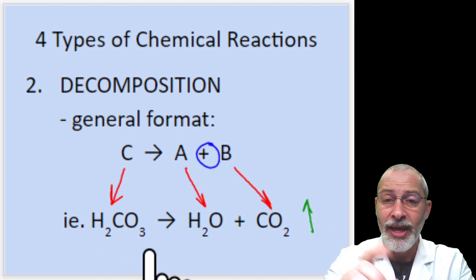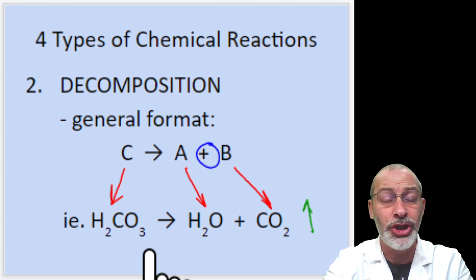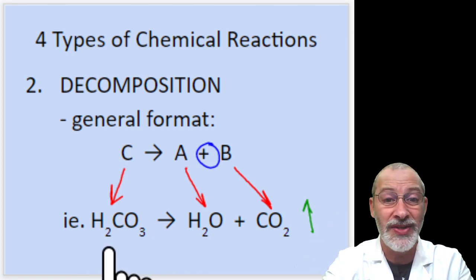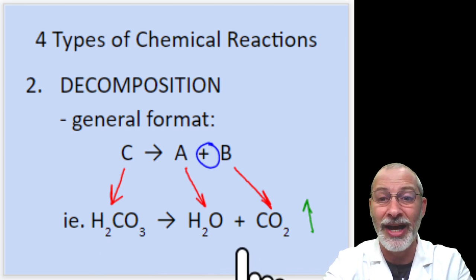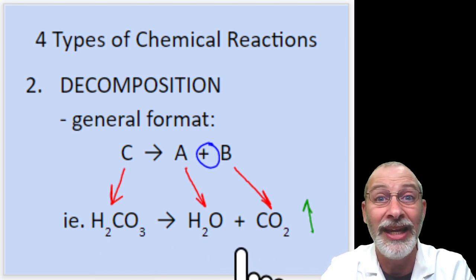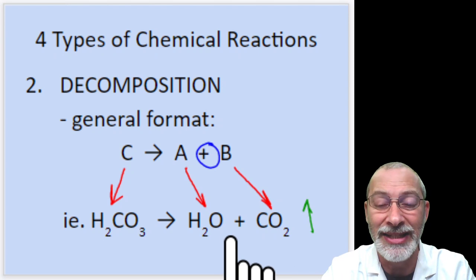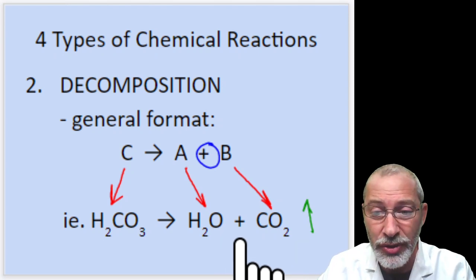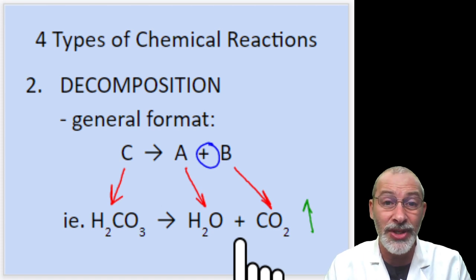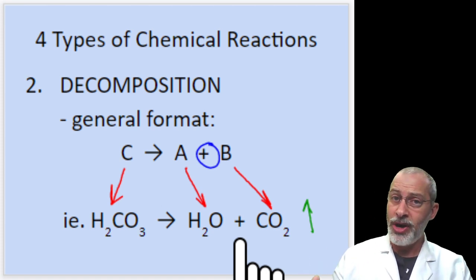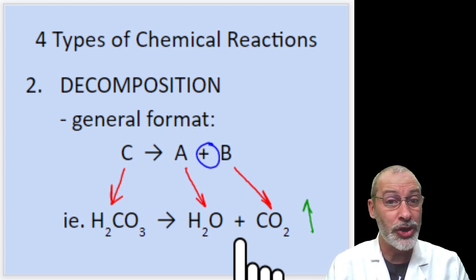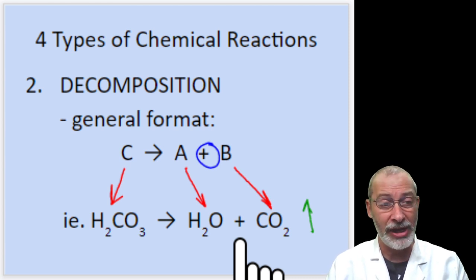But again, an example of decomposition, and look for the clue. The clue is no plus signs in the reactant side, a plus sign in the product side. Decomposition reaction. So review the synthesis and the decomposition reaction. We'll be talking about the second two next week as we further explore those types of reaction.